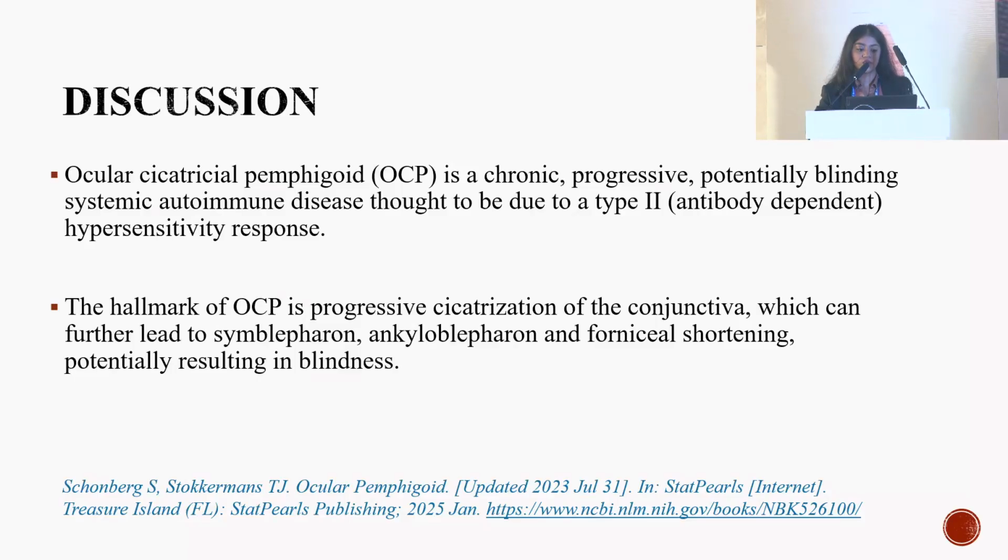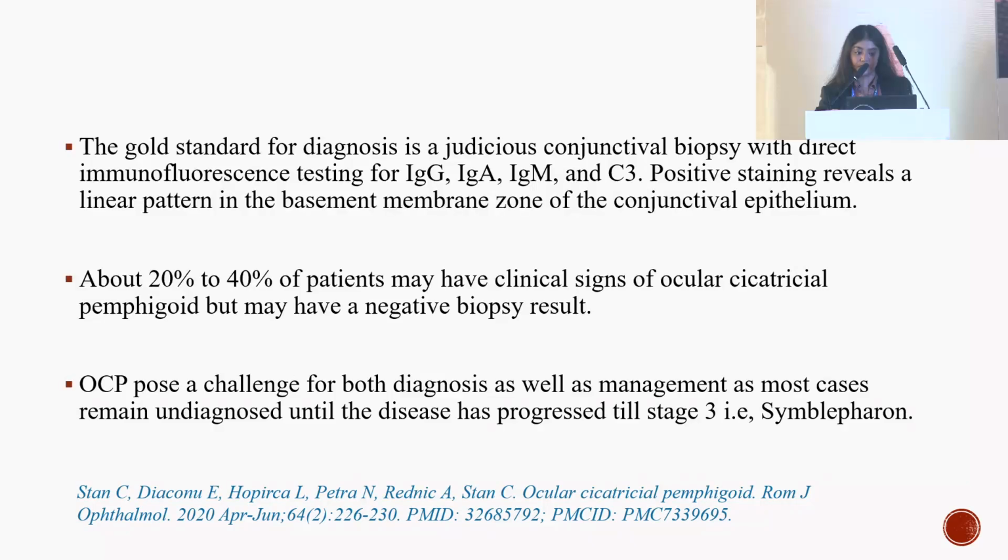The hallmark of OCP is a progressive cicatrization of the conjunctiva, which can further lead to progressive symblepharon, ankyloblepharon, pharyngeal shortening, potentially leading to blindness. The gold standard for diagnosis is a judicious conjunctival biopsy with direct immunofluorescence testing for IgG, IgA, IgM, and C3. Positive staining usually reveals a linear pattern in the basement membrane zone of the conjunctival epithelium.